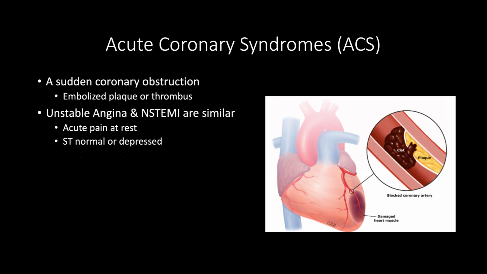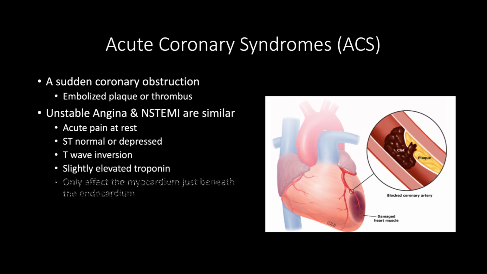This is unstable angina or angina, depending on how you want to say it, and NSTEMI in situations where they have acute pain at rest, so this is no longer stable. They can't just sit down and feel better. Their ST is either normal or actually a little bit depressed, and they have the T-wave inversion because they've got the ischemia partially through the tissue, but not through all layers. And you may see a slightly elevated troponin, but it really is only affecting the lower layer of the tissue.